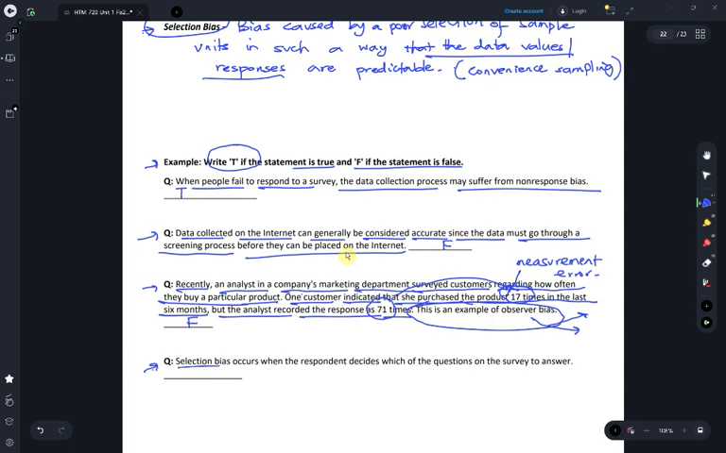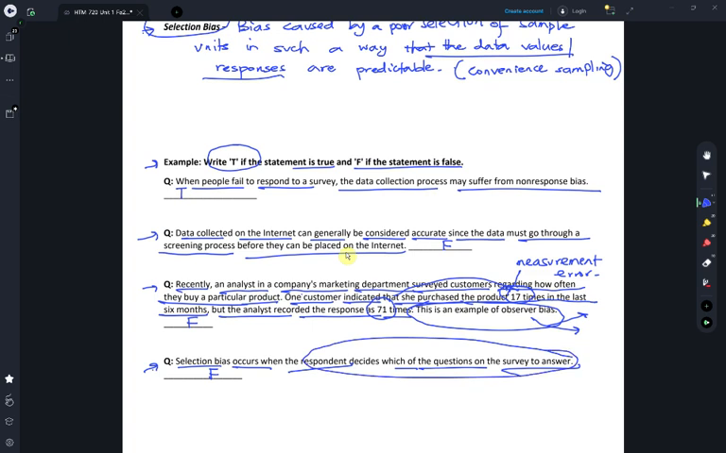Lastly, selection bias occurs when the respondent decides which of the questions on the survey to answer. That would be true or false? That would definitely be false, because with selection bias, it is the selection of sample units in such a way that they are predictable and so they offer predictable data values, which may not necessarily convey reality about the population of interest. So, in this case, if respondents choose what questions to answer, that might lead to non-response bias rather than selection bias.